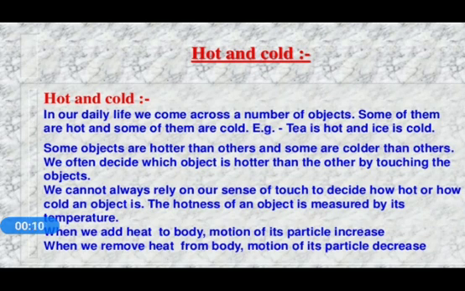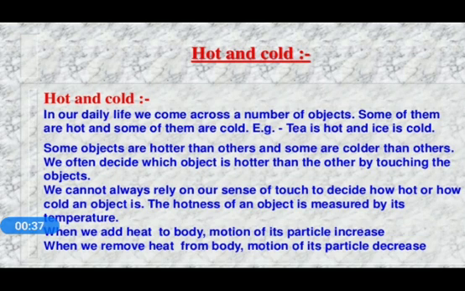The first topic of this chapter is hot and cold objects. In our daily life we come across a number of objects. Some of them are hot and some of them are cold. For example, tea is hot and ice is cold. How are we able to identify that tea is hot and ice is cold? By the method of touching, or you can say by the sense of touch.